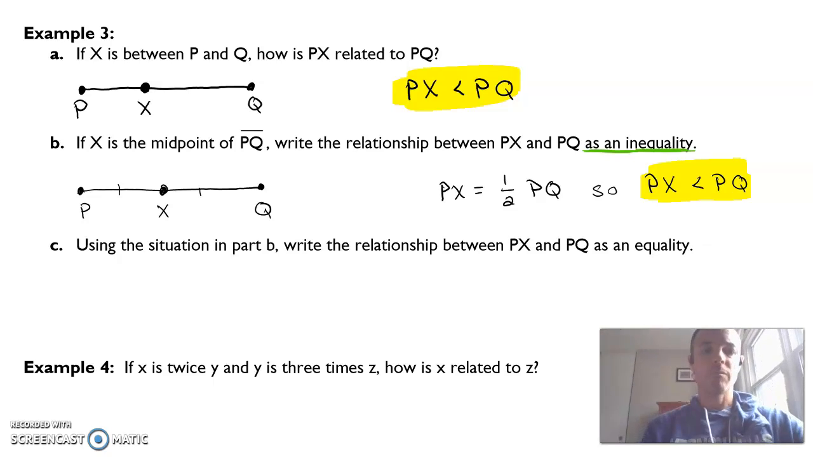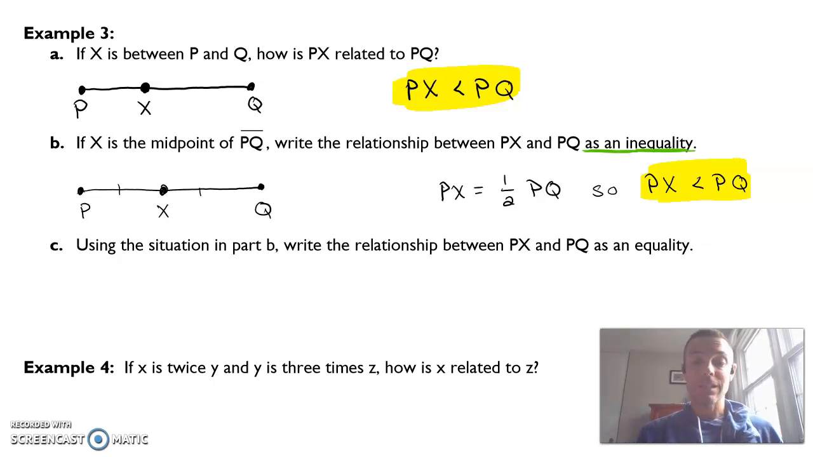A key part of part B is the idea that they want this as an inequality. So sure, because x is the midpoint, we know Px is equal to half of PQ, but the inequality that represents is that it's less than PQ. How much less? Exactly 1/2 less. But for an inequality, we don't need an exact equation. We want the inequality symbol.